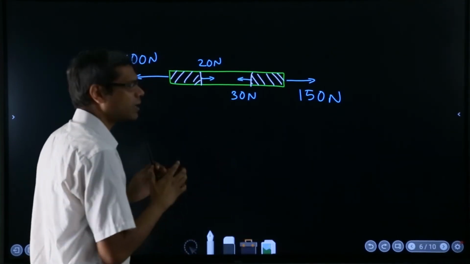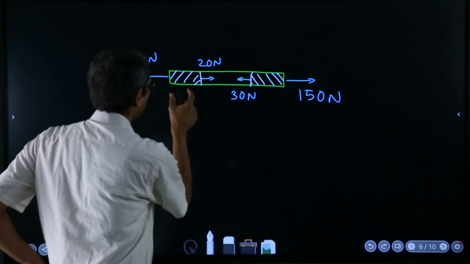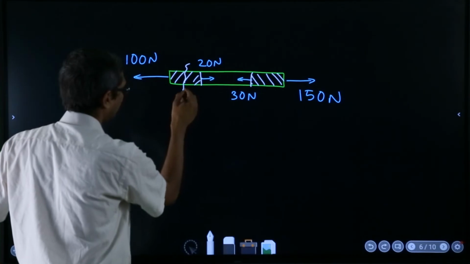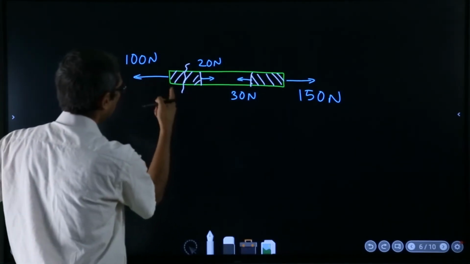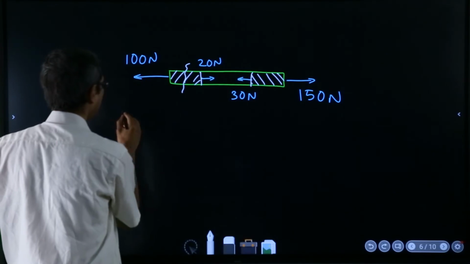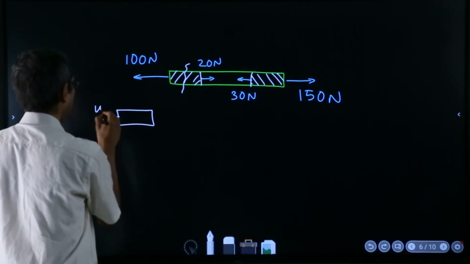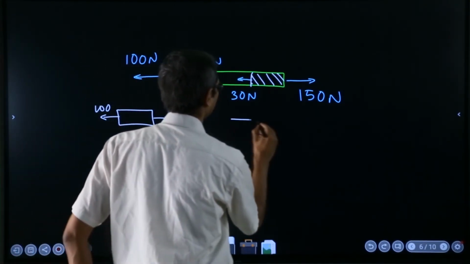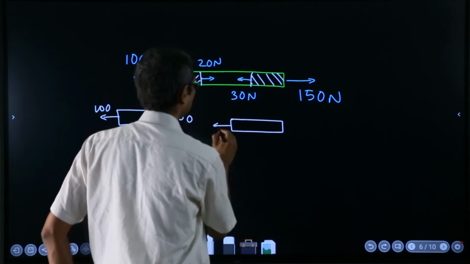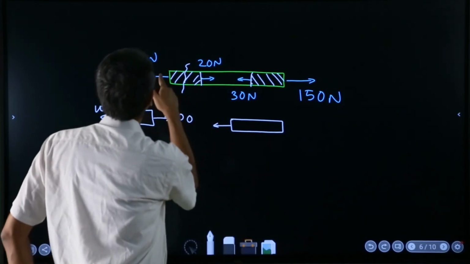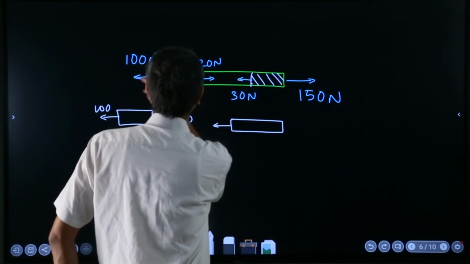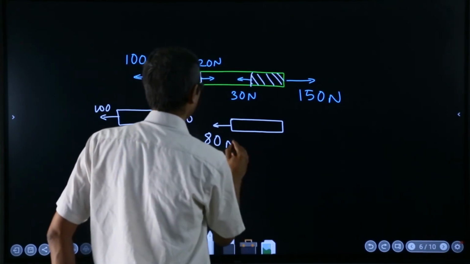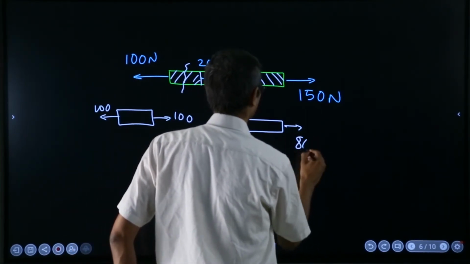So which portions are under tension and which portions are under compression? Now you see this, and in this case, if you follow the same section method, you will get 100 Newton here. So the FBD will be 100 on this side and 100 on this side for AB, and similarly for this, if I come here, 100 minus 20, so 80 Newton, and this side also 80 Newton.